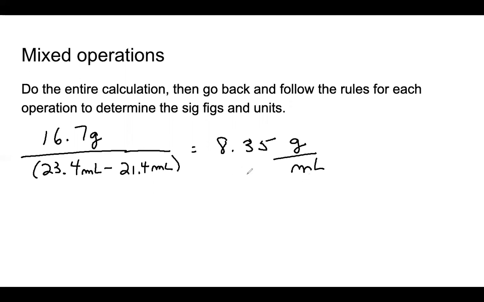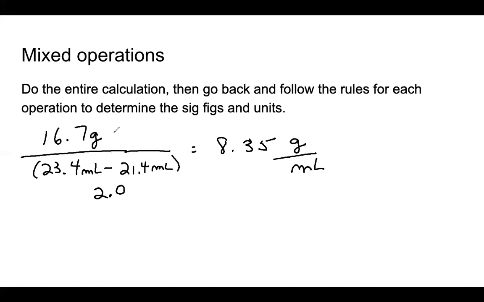Now we need to figure out our Sig Figs. So we're going to do our operation in parentheses, just like we do with our calculations. And we see that 23.4 minus 21.4, well, that's 2. However, our answer must have one decimal place. So your calculator is going to tell you 2, but we have to do the answer as 2.0 because of the rules for subtraction. And the unit there would be milliliters, but that doesn't matter. We've already figured out our units. Now we're just trying to do our Sig Figs.